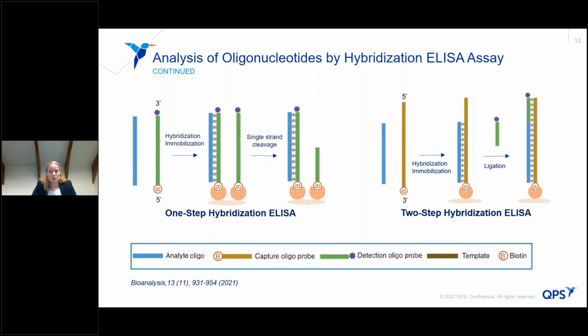Afterwards, the detection oligoprobe is added, which binds to the complementary 5' overhang of the analyte oligonucleotide. And the non-ligated oligonucleotides are washed away. With this method, you cannot distinguish between the intact oligo and the 5' truncated metabolites. So also here you will get an overestimation of the intact oligonucleotide.